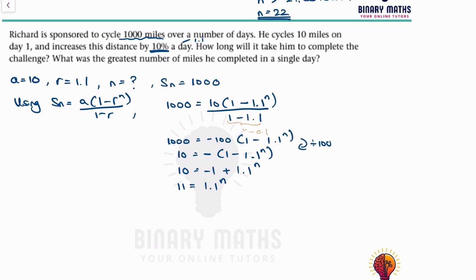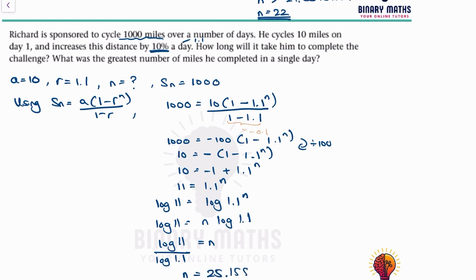Because n is in the power, so my unknown is in the power, I need to take logs on both sides. So log of 11 is equal to log of 1.1 to the power of n, which means log of 11 is equal to n log 1.1. So n is equal to log 11 divided by log 1.1, which means n is equal to, if I put this into my calculator, 25.1588 blah blah blah. So it's more than 25 days, so n must be equal to 26. Now there is a second part to this question. It says, what was the greatest number of miles he completed in a single day?